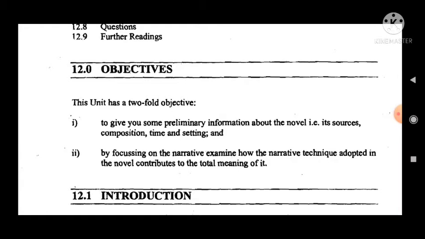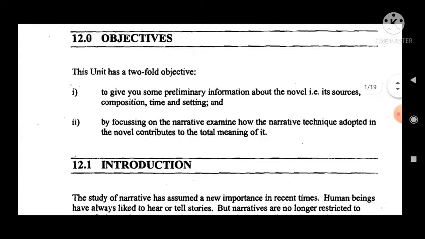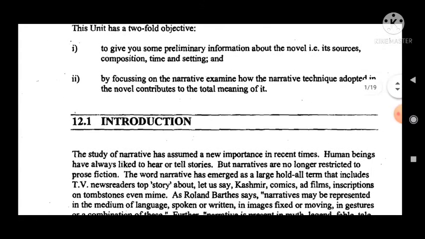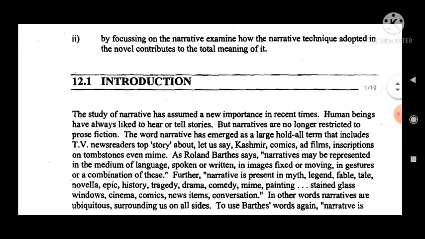This unit has a twofold objective: to give you some preliminary information about the novel, that is its sources, composition, time and setting, and, by focusing on the narrative, to examine how the narrative technique adopted in the novel contributes to its total meaning. So here is the introduction.